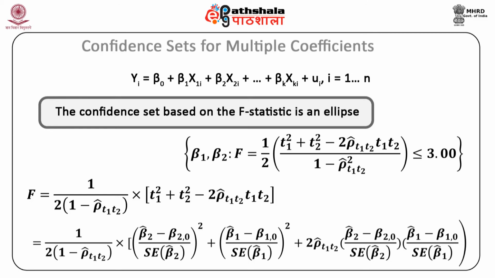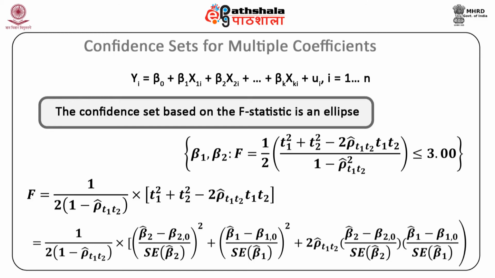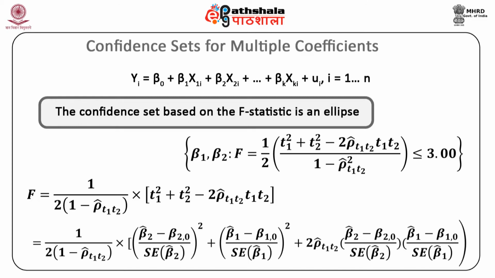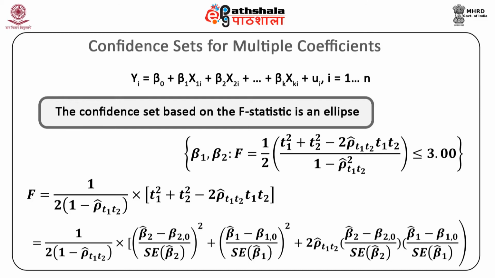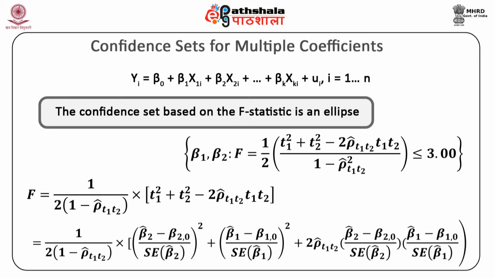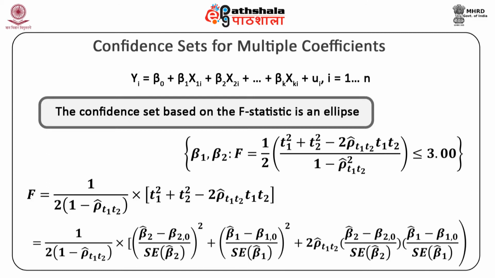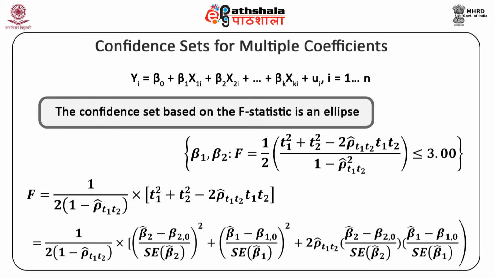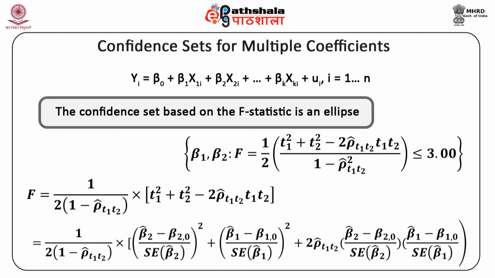It is the set of parameter values that cannot be rejected at the 5% significance level. We can find a 95% confidence set as the set of beta 1, beta 2 that cannot be rejected at the 5% level using an F test. So let F(beta 1 0, beta 2 0) be the heteroscedasticity robust F statistic testing the hypothesis that beta 1 is equal to beta 1 0 and beta 2 is equal to beta 2 0.